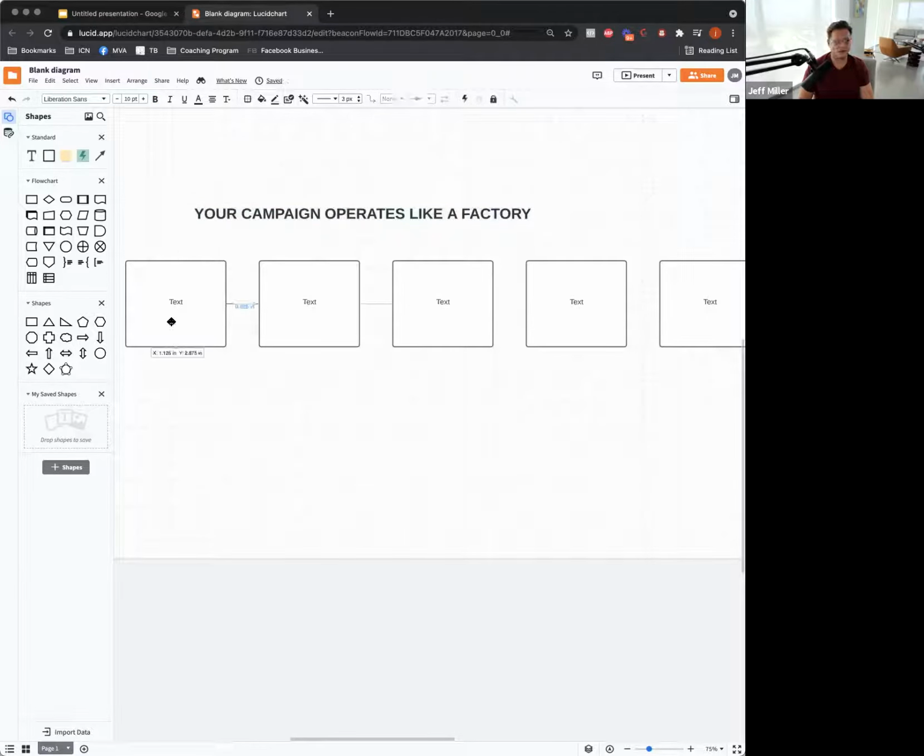So the first input, the materials, is leads. These are people that raise their hand saying, I'm kind of interested. Let's talk. I may be interested in buying. Here's my name, number, and email. Let's have a conversation. These could be patients or roofing gigs or quotes or surgeries or people inquiring about a surgery, whatever that lead is.